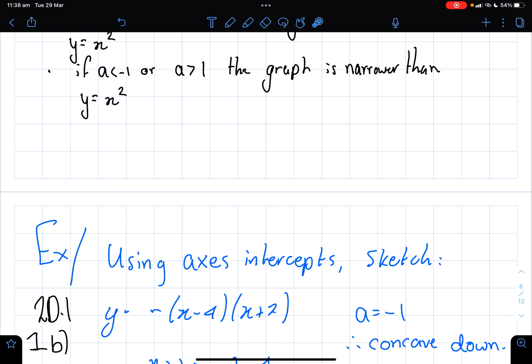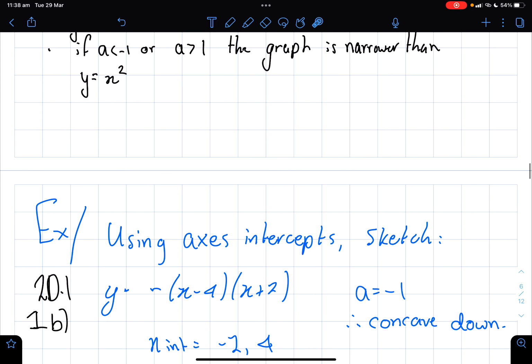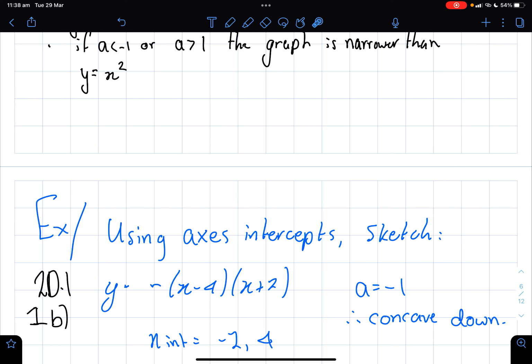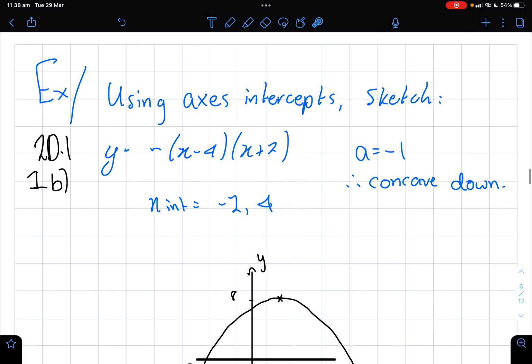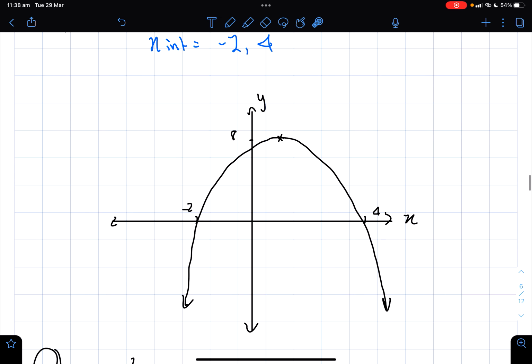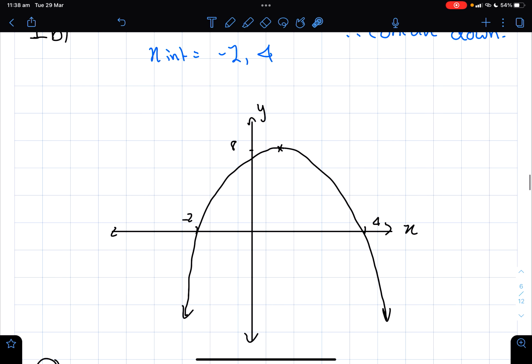So that means we know what shape we're going to get. Our x-intercepts using the null factor law are -2 and 4, okay? So all we're going to do is plot that onto our graph there. You can also find the axis of symmetry. So remember, axis of symmetry, x equals our two x-intercepts added together, so (-2 plus 4) divided by 2, which equals 1. And as you can see, that's approximately there.